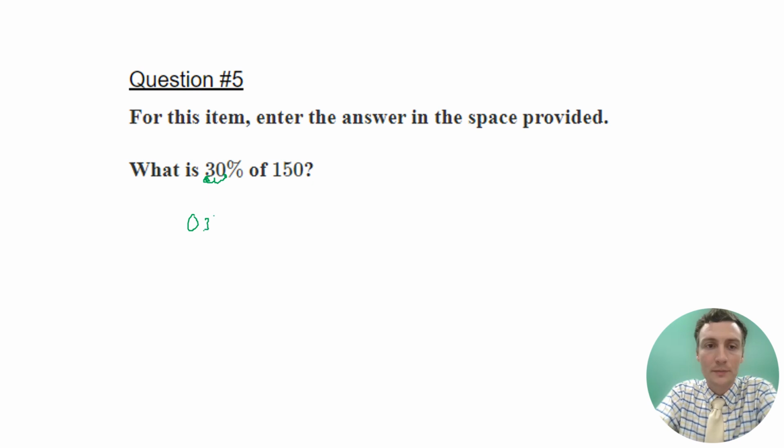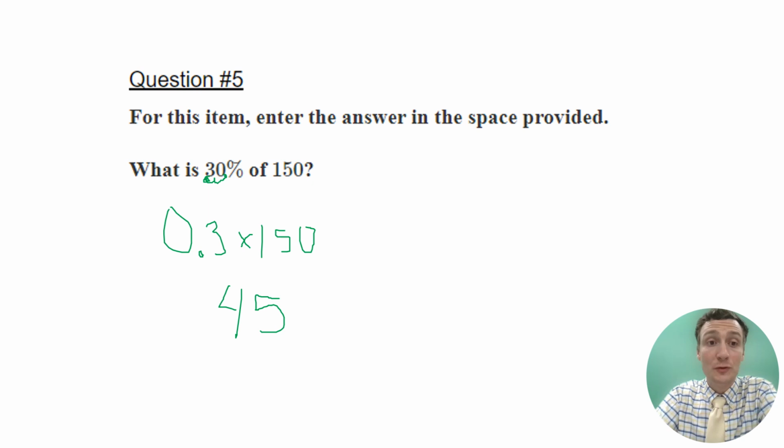0.30. Oh my goodness, my mouse decided to break. 0.30, and I would times 150 by that. Now, I can also write just 0.3 times 150. And when I do that, I get 45. And that is the answer. 30% of 150 is 45. This isn't multiple choice, but this is simple.